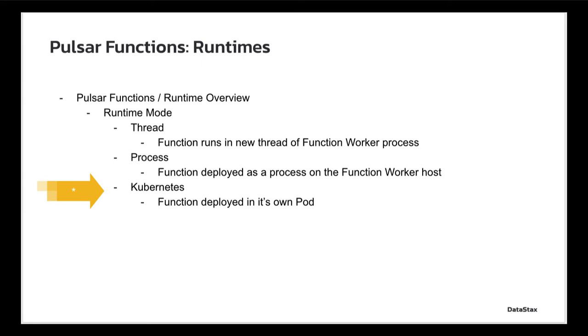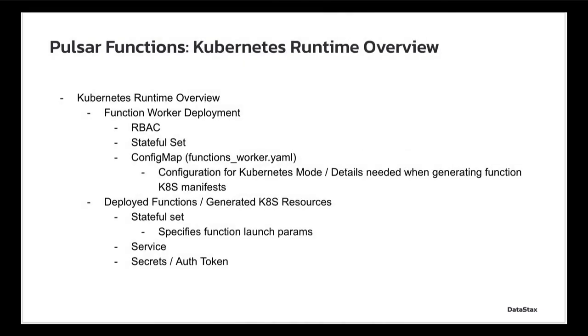With the Kubernetes runtime, individual functions can be assigned dedicated resources. The Kubernetes control plane is then responsible for the lifecycle of the function pod, offering the greatest isolation of system resources. When Pulsar is deployed in a Kubernetes environment, the function worker is deployed using a stateful set. The stateful set specifies one or more replicas for the function worker, and the function worker YAML configuration file is mounted onto the function worker pods using a config map.